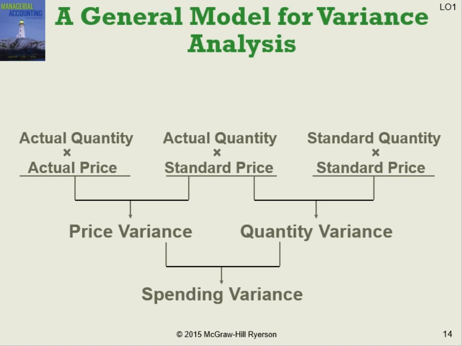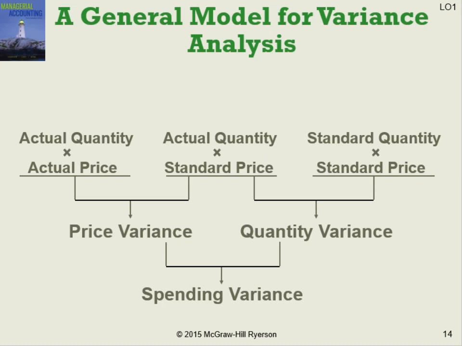A general model is shown here. So we have actual quantity times actual price, and of course that's the actual amount because it's the quantity we actually bought times the price we actually paid. So that's the actual number, so that's the check we wrote. The actual quantity times the standard price asks the question, well, if we bought that quantity for the price that we should have paid, the difference between actual quantity times actual price and actual quantity times standard price identifies the effect of the difference in price on the total price paid. So the difference in price is called the price variance.